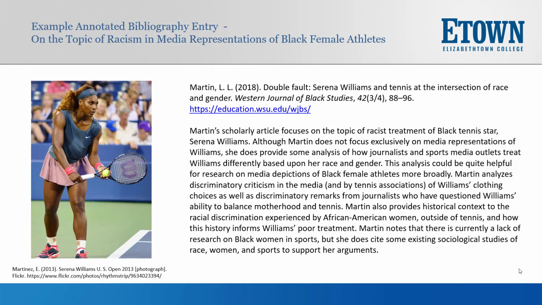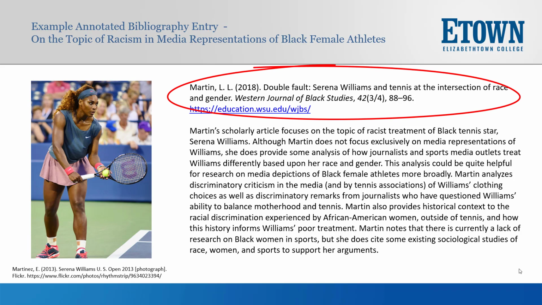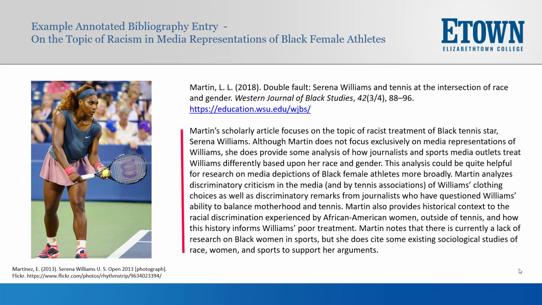Here is a sample annotated citation that I could possibly use if I was creating an annotated bibliography on the topic of racism in media representations of black female athletes. I found an article that focuses on the tennis player Serena Williams. As you can see, I start with a citation, here in the APA style. Then I offer a short annotation. In this annotation, I briefly analyze the article and its relevance or usefulness for my chosen topic area.